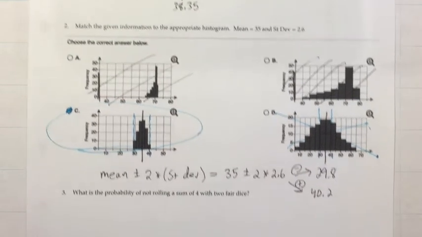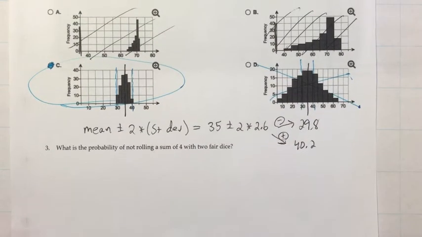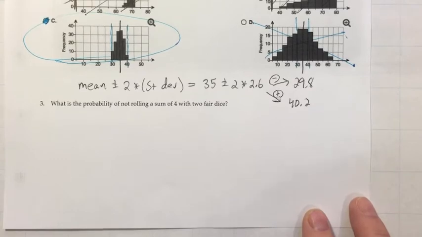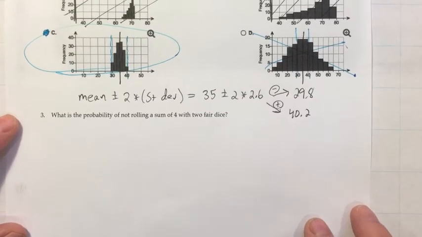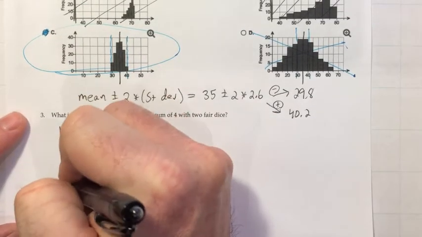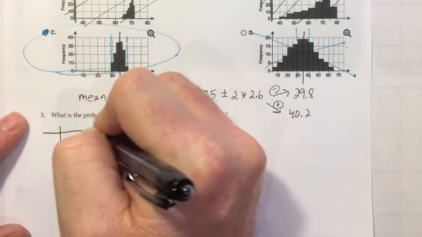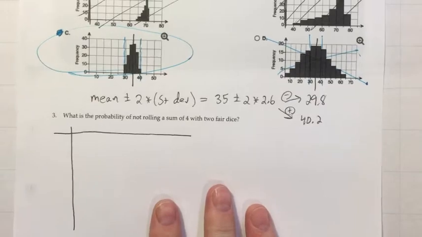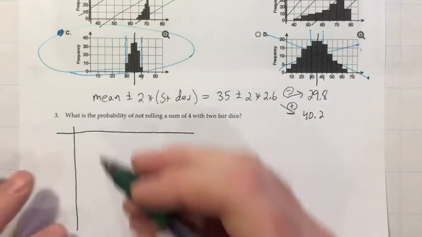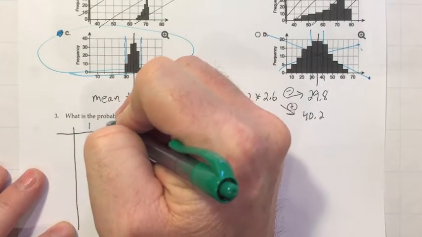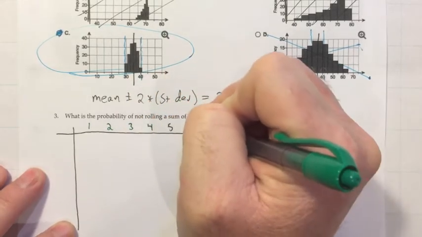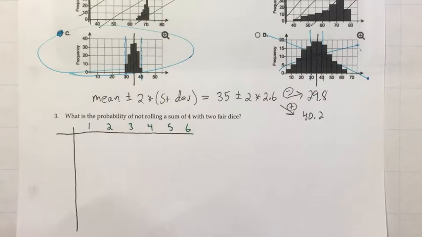All right, moving on to problem number 3. What is the probability of not rolling a sum of 4 with 2 fair dice? Since they're asking me a question about the sum, I want to go ahead and make a table where I list all the sums. So make a vertical and horizontal line, and then you don't need to think about color on this necessarily, but I'll go ahead and think about the die across the top as a green die, and the die down the side will be a red die.